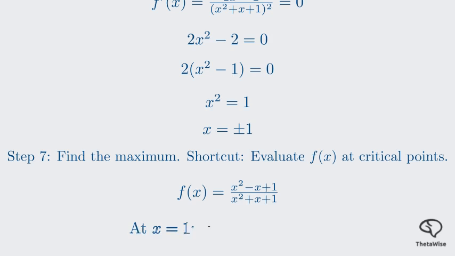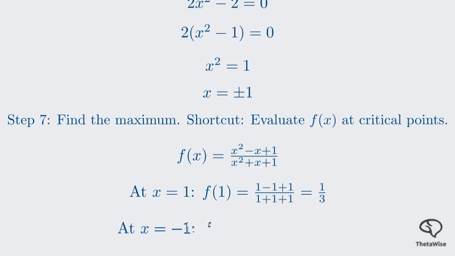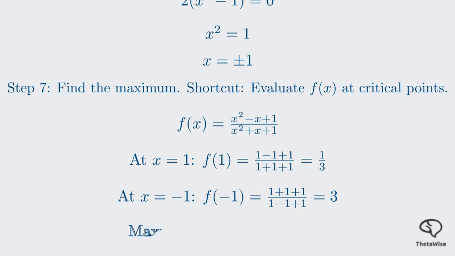Let's test x equals 1. Plugging this in, we get 1 over 3. Now let's test x equals negative 1. Plugging this in, we get 3 over 1, which is 3. Comparing these values, we can clearly see that 3 is the larger value. Therefore, the maximum value of the function f(x) is 3.